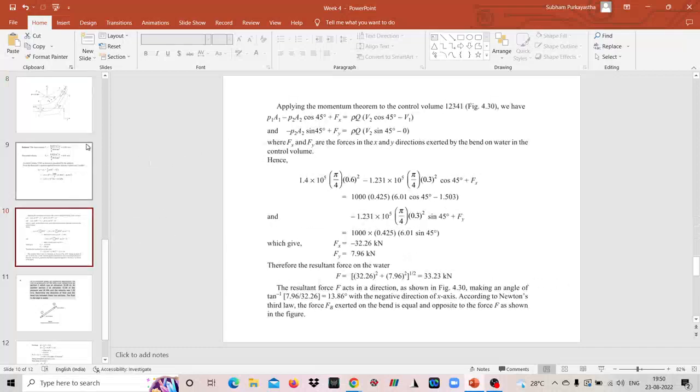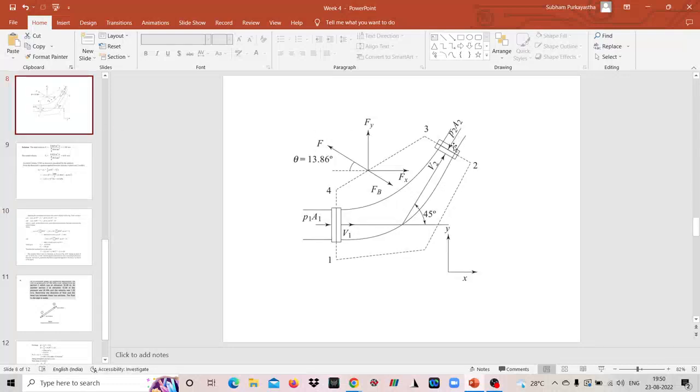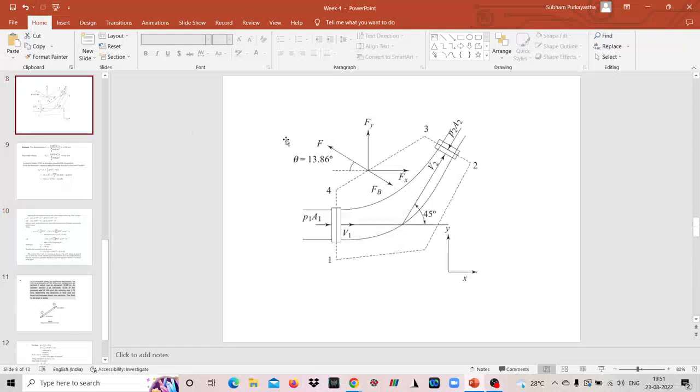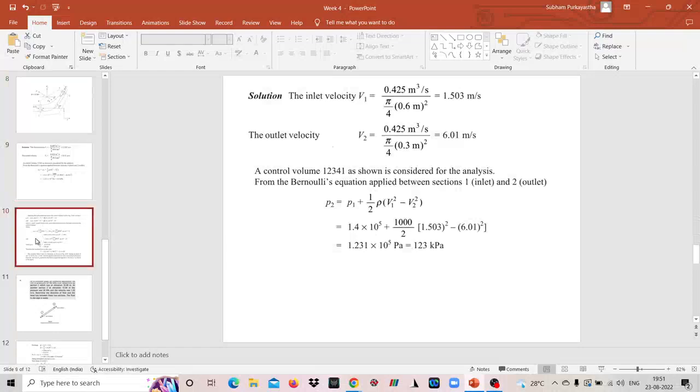minus P2A2 cos 45. Now, what is P2A2? The direction of P2A2 is normal to the cross section at the outlet. So this is the direction of P2A2. But what will be the component of P2A2 along the x-axis? It will be along the negative x-axis, and with a 45 degree bend, it will be minus P2A2 cos 45 degree. Then we are considering this as Fx, so plus Fx.